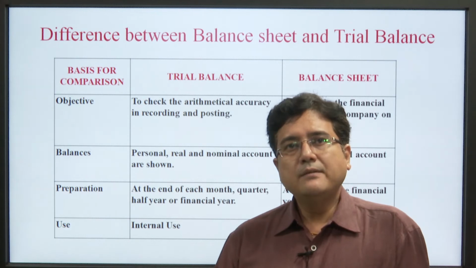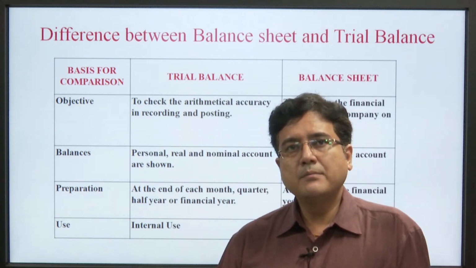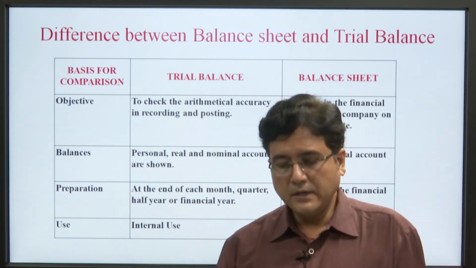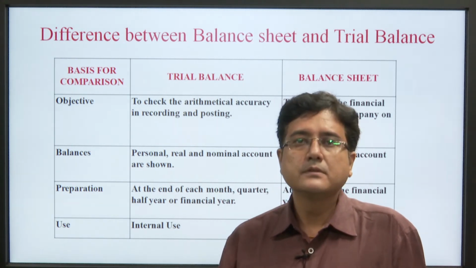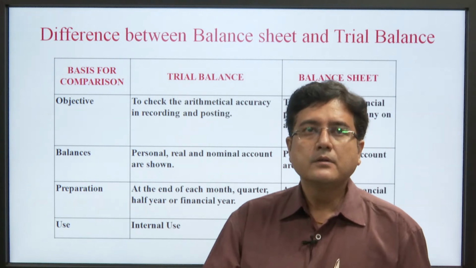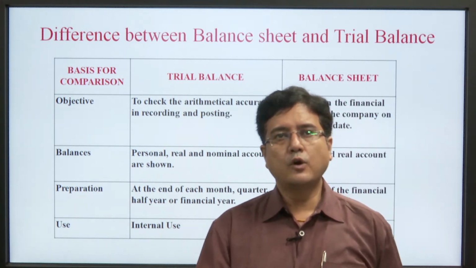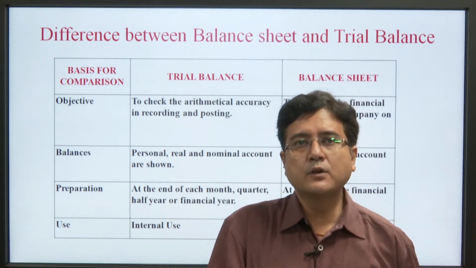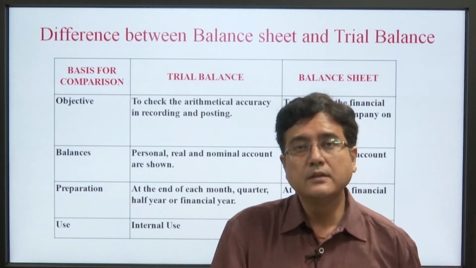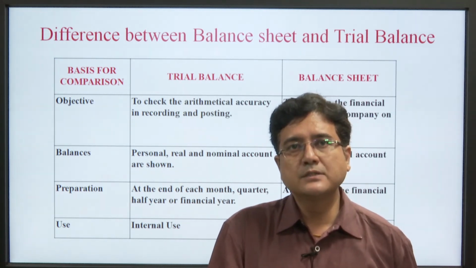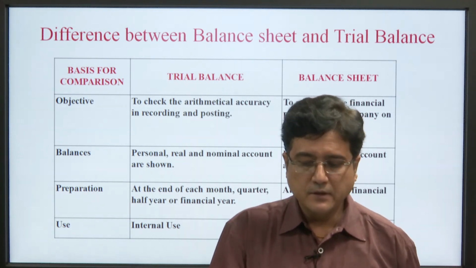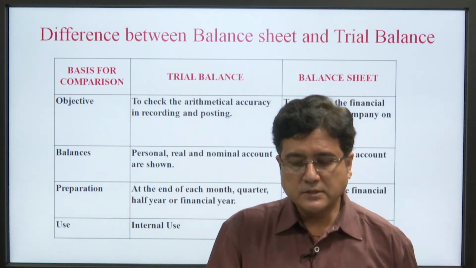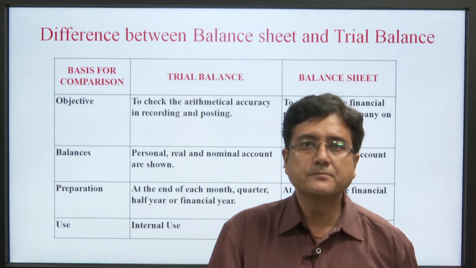We must understand the difference between the balance sheet and the trial balance. They look similar, but both are totally different. The first difference is the objective. The objective of the trial balance is to check the arithmetical accuracy of recording and posting. And what is the objective of the balance sheet? To ascertain the financial position of the company.